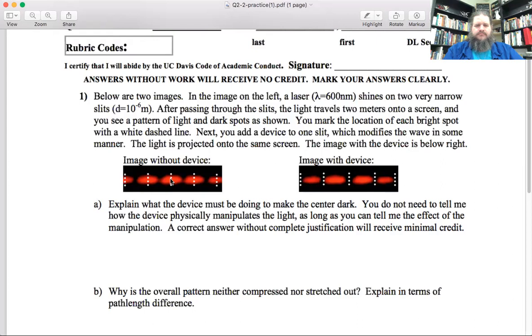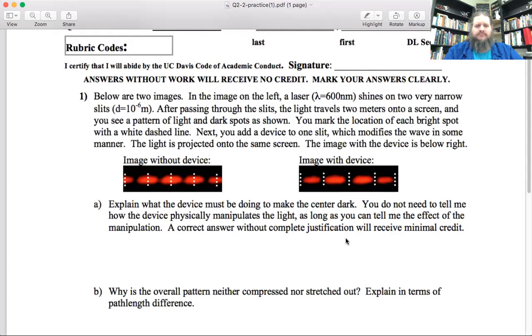Well, we know that they're the same two sources, so it would only be a phase change. Yeah, we could have a difference in phase, specifically the phase constant or phase shift. Mm-hmm. And since it's saying we're adding a device to one of the slits, which modifies the wave in some manner, presumably that device is creating a phase change or phase constant shift. And presumably, how much phase shift would you need in order to change what was a bright spot into a dark spot?